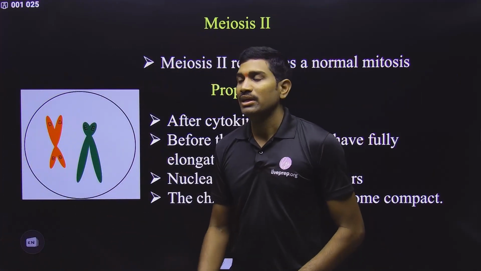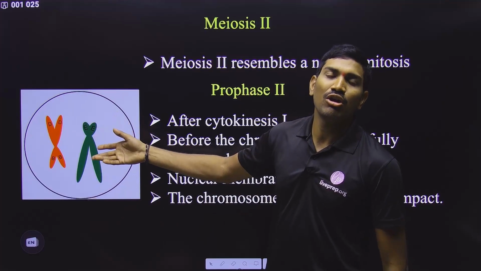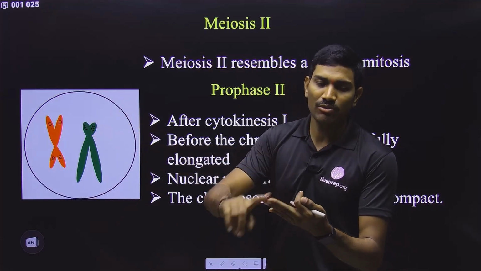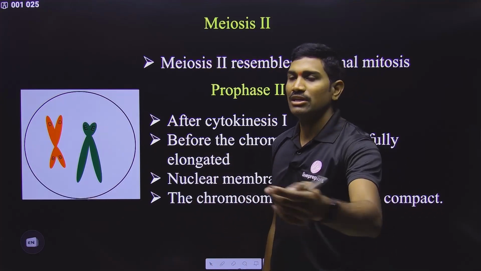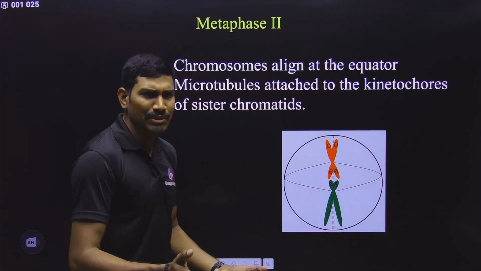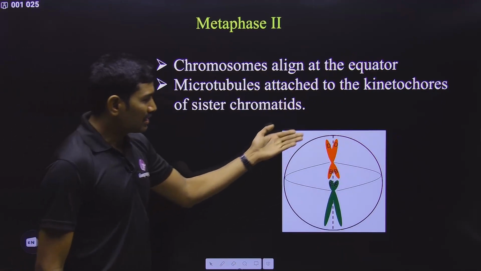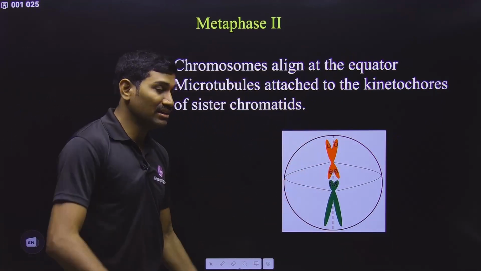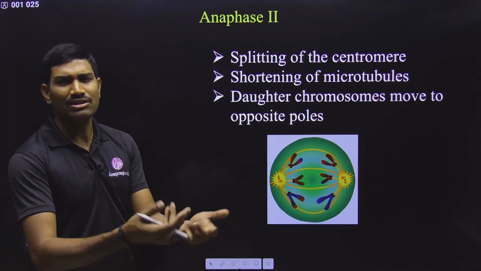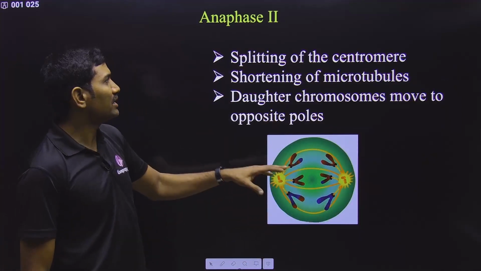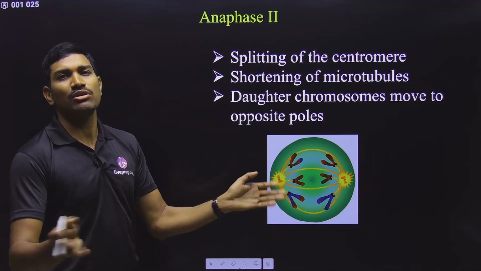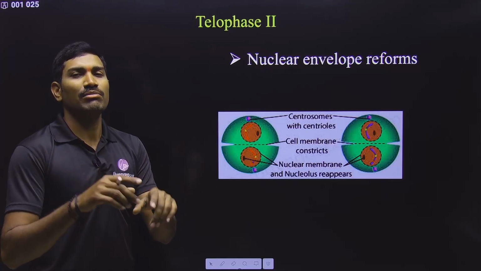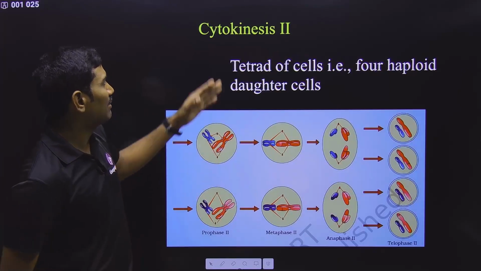In prophase 2, once again condensation of this particular DNA will occur. Then the nuclear membrane disappears, the endoplasmic reticulum and Golgi complex disappear, and the nucleolus also disappears. This is like mitosis only. Next, metaphase 2. At the center of the cell, meaning the center of the spindle apparatus, the chromosomes will be aligned. It is almost like mitosis. I don't want to repeat all the points again. Anaphase 2: splitting of the centromere, sister chromatids will move to opposite poles. In the telophase, around each group again the nuclear membrane will be formed, the ER and Golgi complex will be formed, and everything will happen.